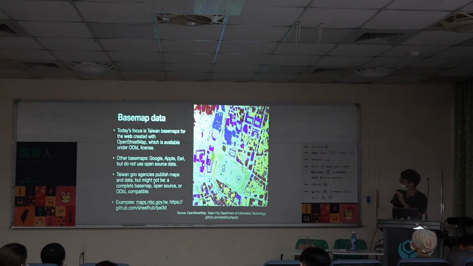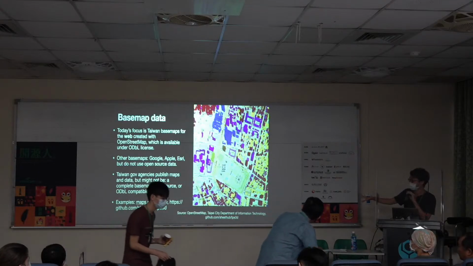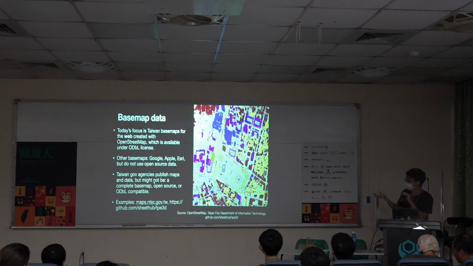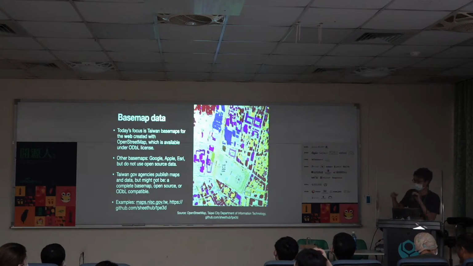And base map data, there's lots of it around. Everyone knows Google Maps, Apple Maps, Esri Maps. But today's focus is on base maps for the web, so in a browser, specifically for Taiwan. And those that are created with OpenStreetMap, which is available under the Open Database license. So other base maps, they might not have open source data. There also is non-OSM data sets for Taiwan. There's some that are published by the government, but they might not have enough data to be a complete base map. They might not be open source, or the license might not be compatible with the OSM license.